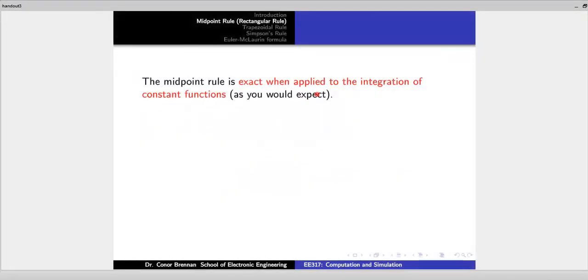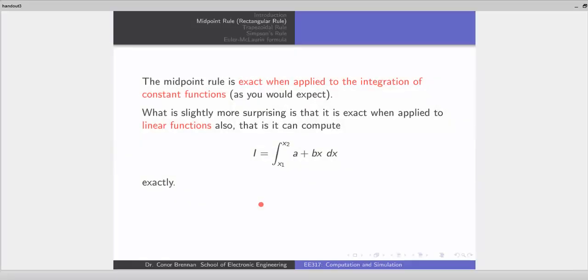So the midpoint rule is exact when you apply it to integration of constant functions. If you use the midpoint rule to work out the integral of f(x) equals constant, it's going to be exactly right because it's going to work out the area exactly correctly, as you'd imagine.